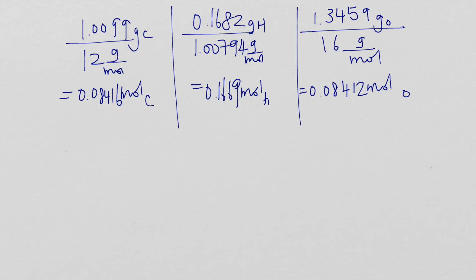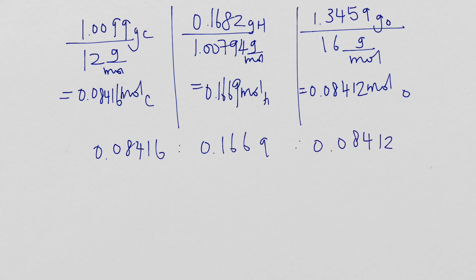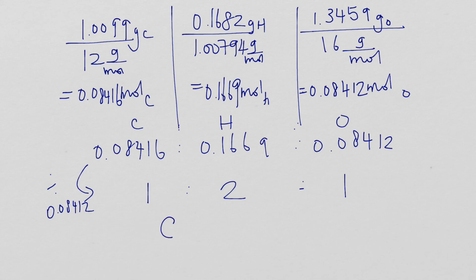So we're almost there. In a mole ratio, I'm just going to go very quickly. This is already our ratio: 0.08416 to 0.1669 to 0.08412. That's carbon to hydrogen to oxygen. Again, the trick is to divide by the lowest number, which is 0.08412. So that would give us 1 to 1, and then to 2, or very close to 2. 1.98, so close enough to 2. So now that we have these nice whole numbers, our formula is C, we don't write the 1, H2O. So this is our answer for A, the empirical formula.